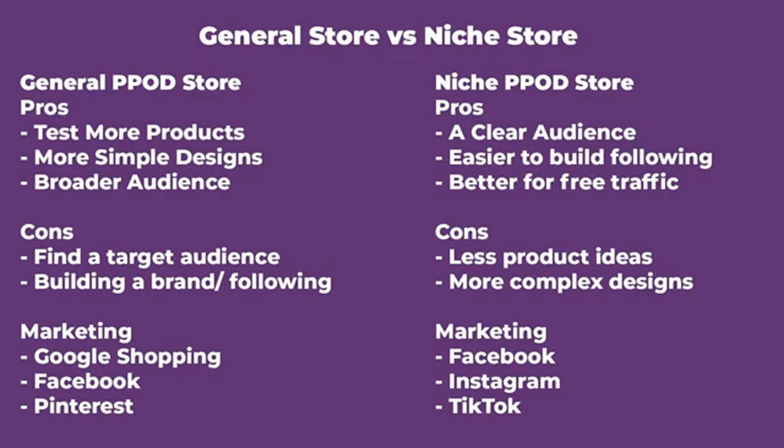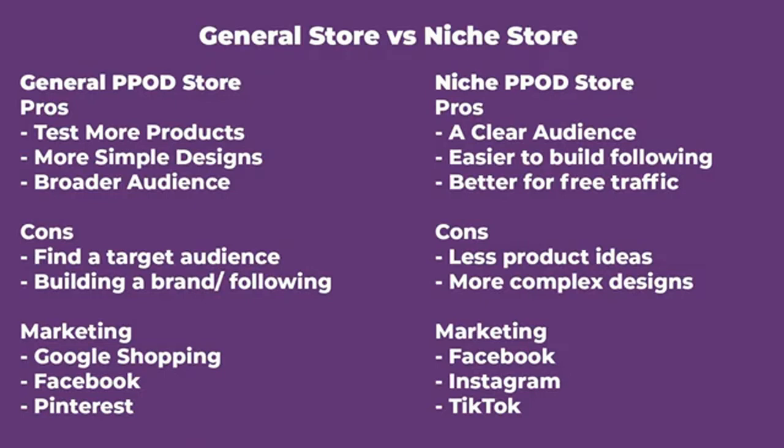And I just want to go over the different types of marketing for a general store. Generally Google Shopping will be your best bet for a general store, because people are typing in, for example, personalized apron or personalized name apron or personalized name wine glass. People will be typing those things into Google. So if you can get your products in Google Shopping, then you're more likely to get the traffic from those searches.